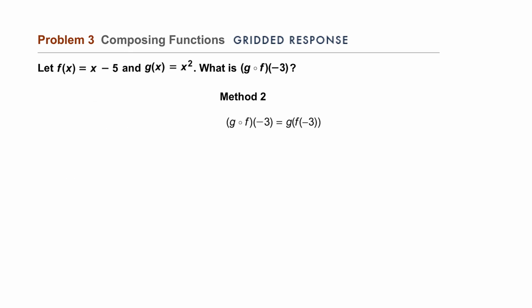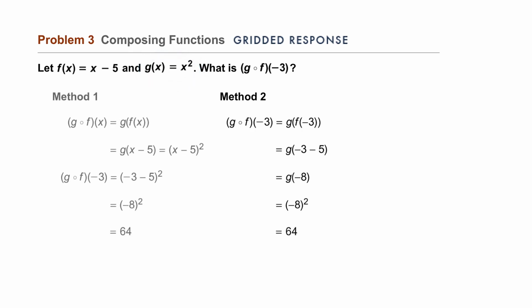Method 2 is slightly different. G of f of negative 3 is g of f of negative 3. So rather than using the abstract form with an x in place as a variable, we'll go right to substituting negative 3 for x. And now we evaluate f of negative 3. That will be negative 3 minus 5, still in the input position for the function g. That's g of negative 8. Now g is x squared, or input value squared, so negative 8 squared, and that's 64.